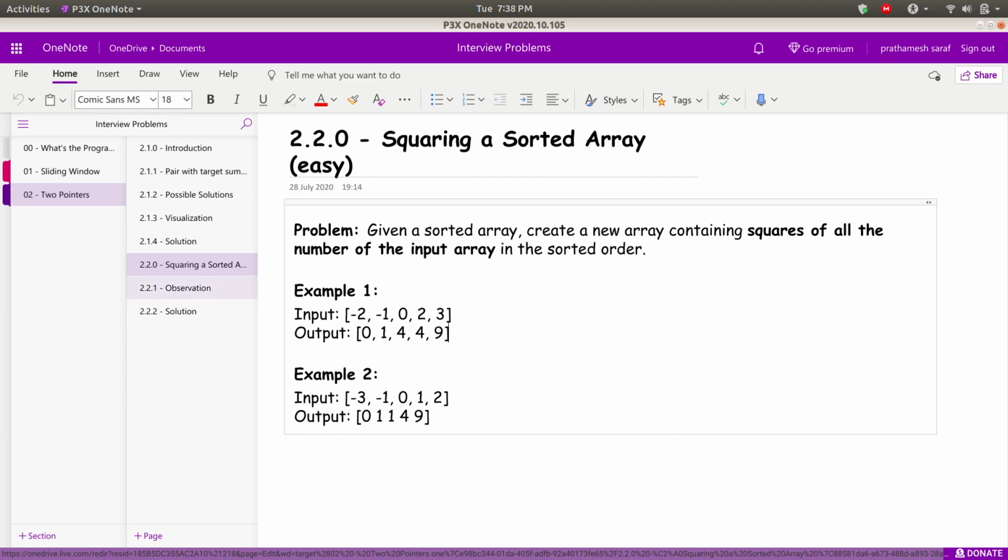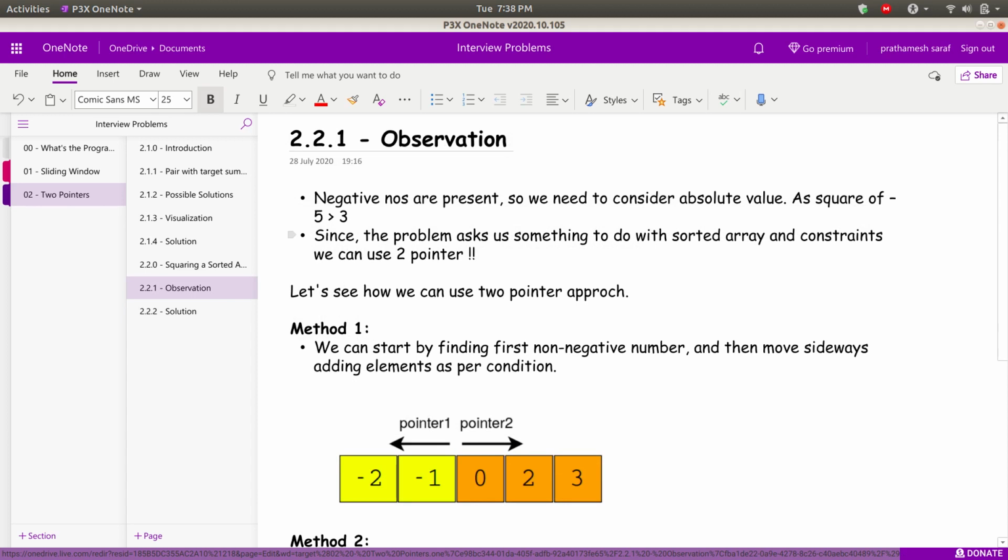So let's get to the observations. When we see this problem, here are two observations which we can make. First, negative numbers are present, right? So what we need to consider is their absolute value for the square. That is, the square of -5 would be greater than 3, because negative numbers are present, but their squares will always be positive, right?